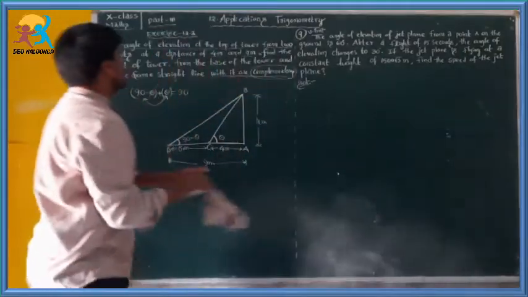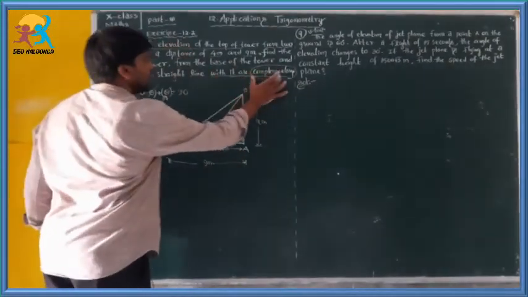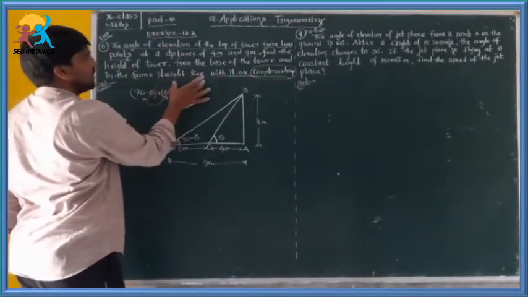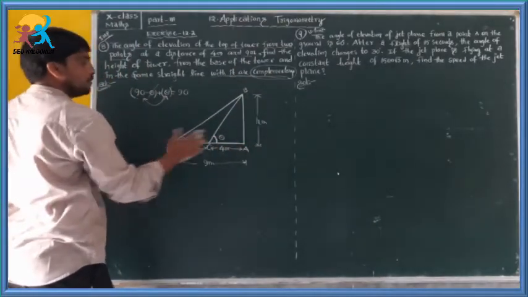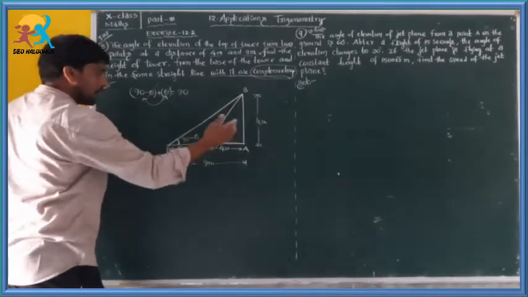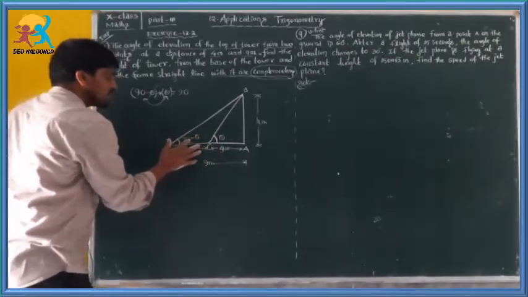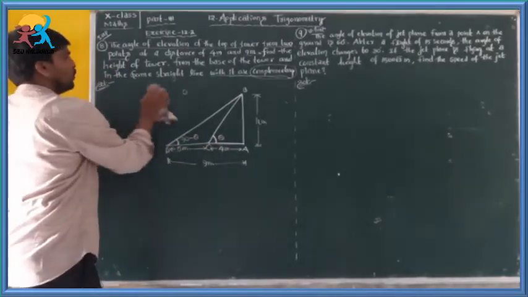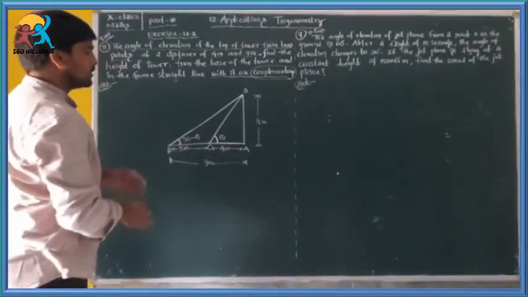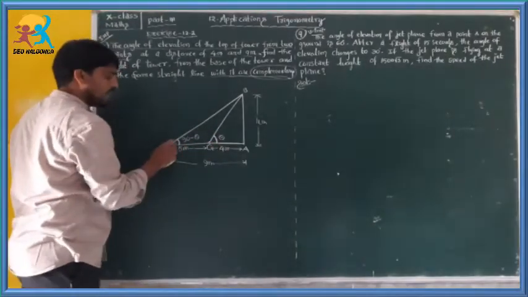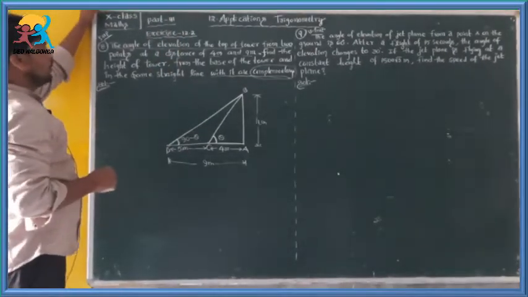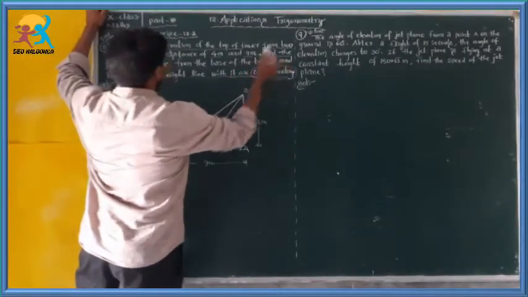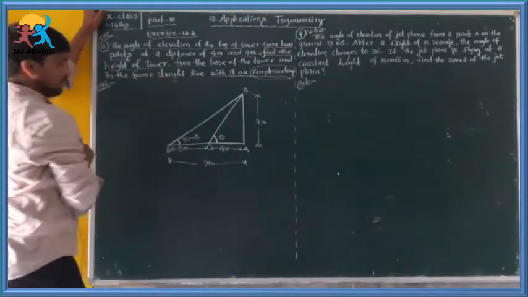So, given that the angles of elevation are complementary in the same straight line from the base of the tower. So, AD is a straight line from the base of the tower AB, and the angles of elevation are complementary. So, we take the angle of elevation from C as theta, and from D as 90 minus theta. Thus, we have to find the height of the tower, right?